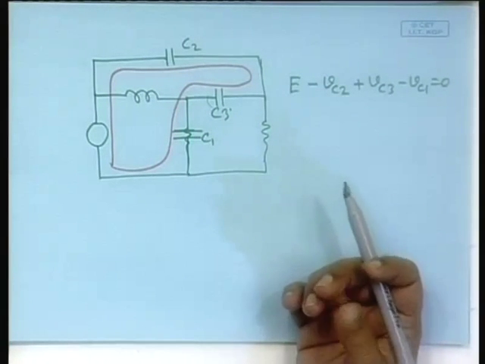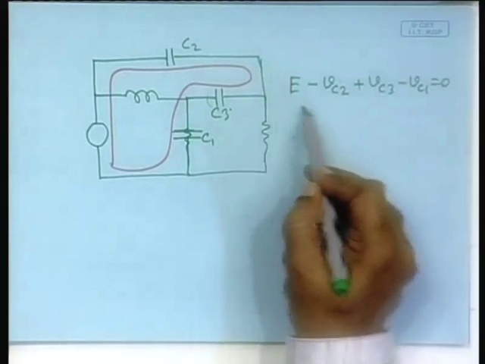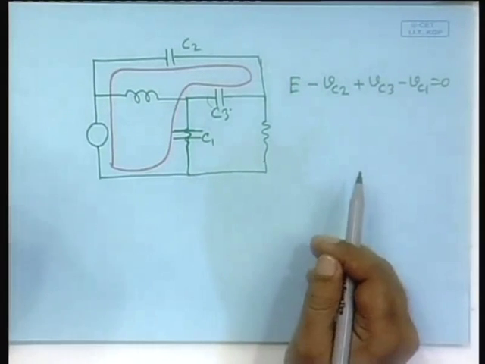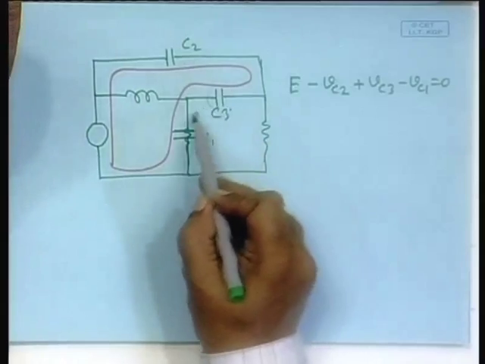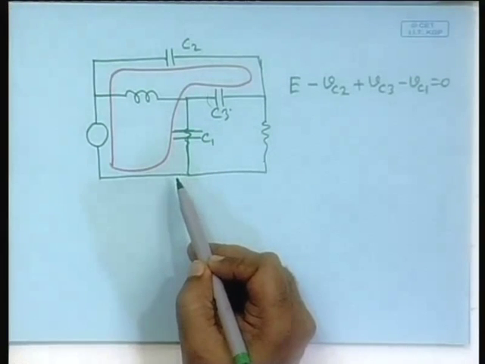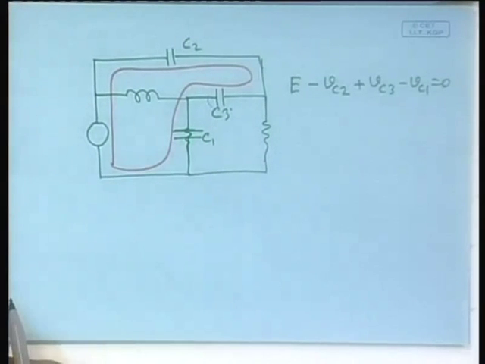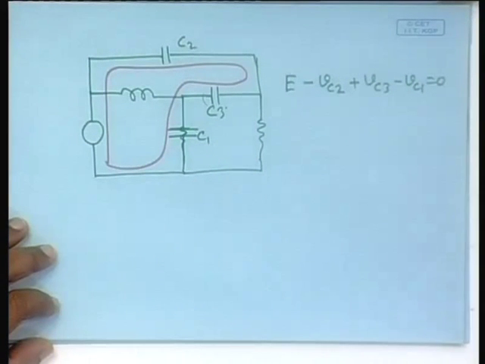Can you see that? If these three cannot be independent, I cannot assume all the voltages across capacitors as independent state variables. So, here is the problem. Notice that? Okay. Let us give another example.